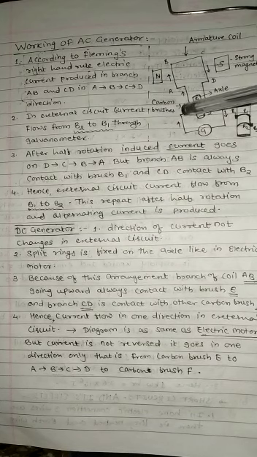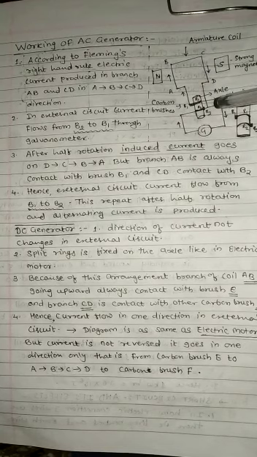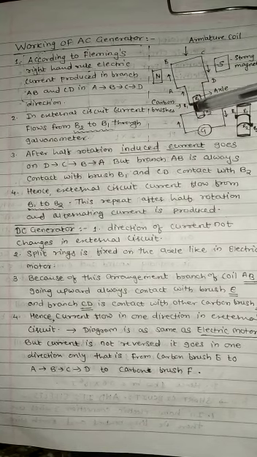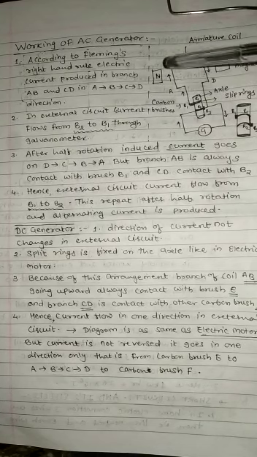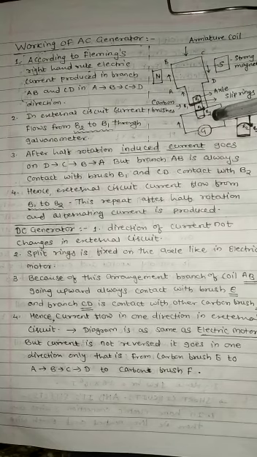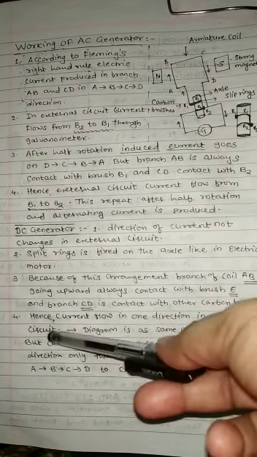So the current is flowing from carbon brush E to A, B, C, D, to carbon brush F. That means it is in only one direction. Suppose this is your carbon brush E to A, B, C, D to F again. Hence current flows in one direction in the external circuit.